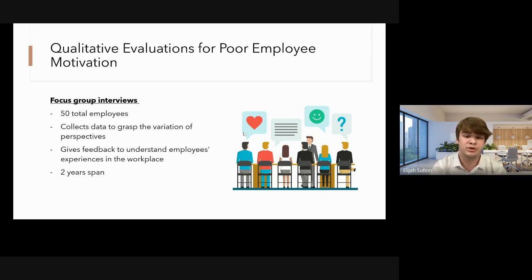So to conclude, the data that was collected in the interviews will not only increasingly strengthen our knowledge regarding poor employee management, but it will also increase employee performance and overall productivity, which ultimately results in exceeding company performance.